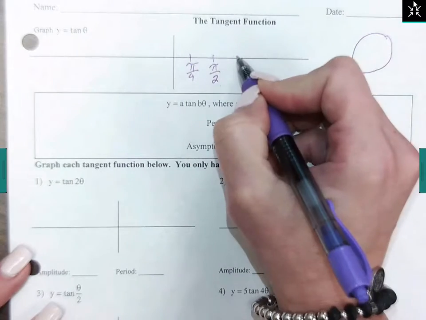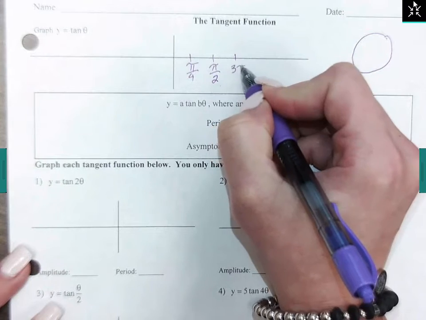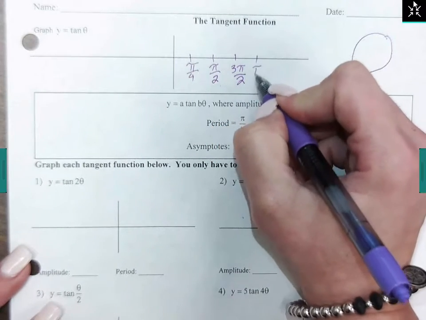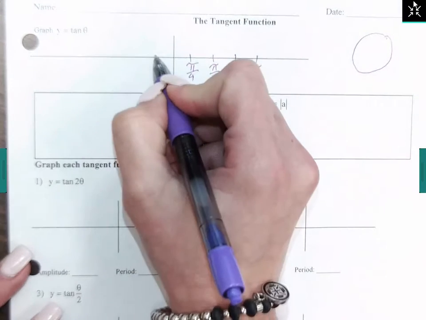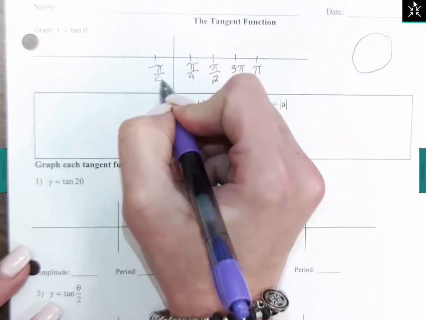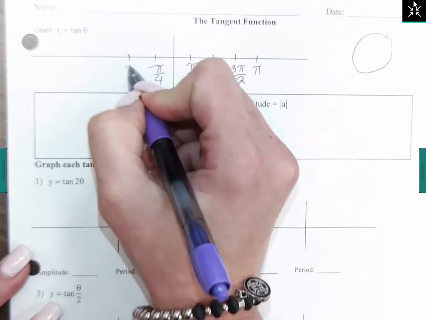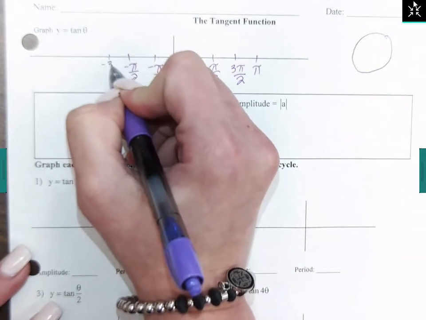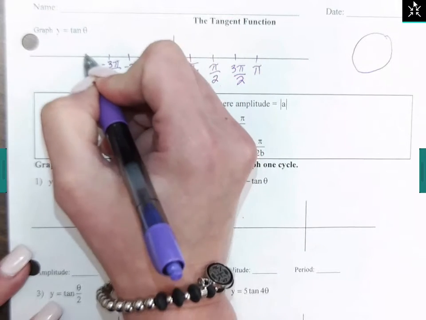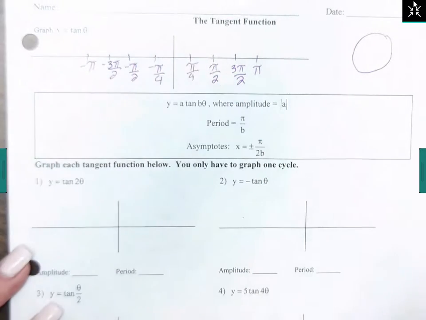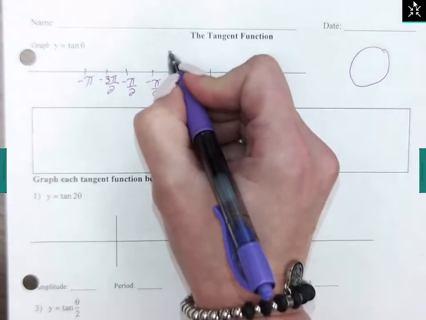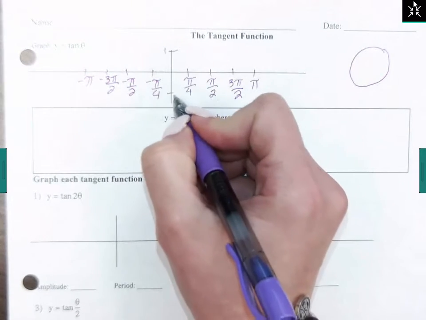And then next we'd have 3 pi over 2. And then we would have pi. And the same going this way, it just would be negative. So negative pi over 4, negative pi over 2, negative 3 pi over 2, and negative pi. Okay, so we need to figure out what this is 1 and this is negative 1.